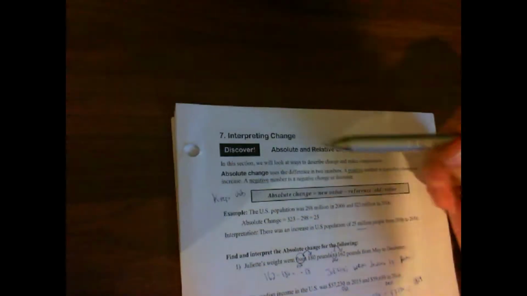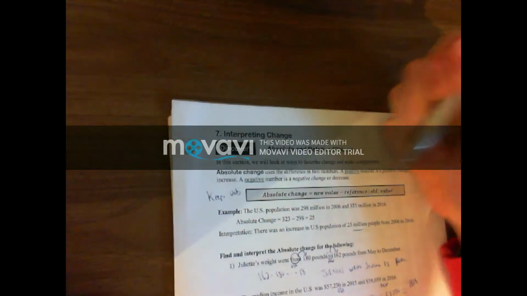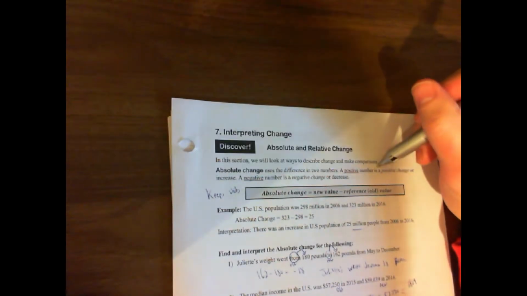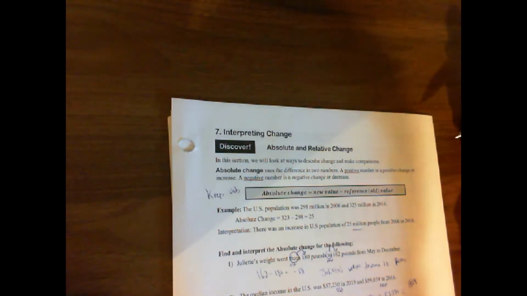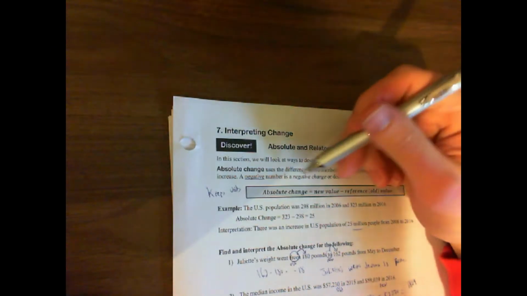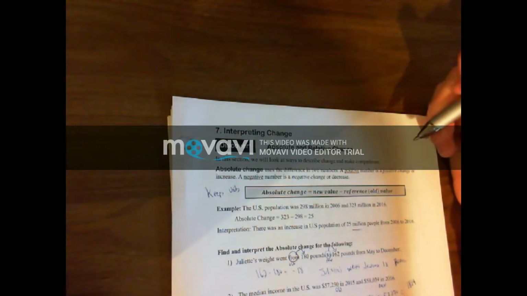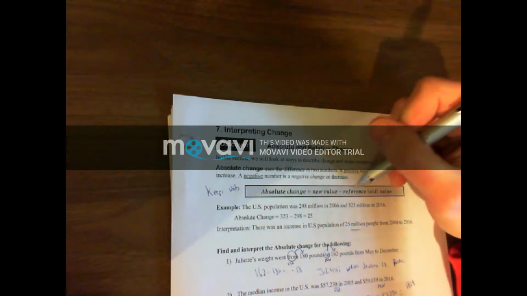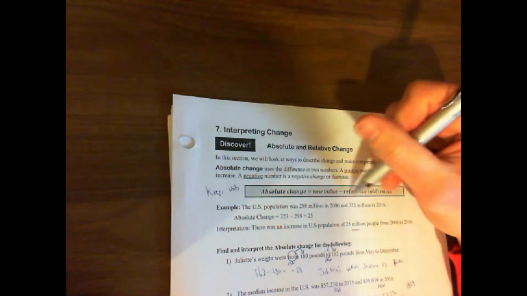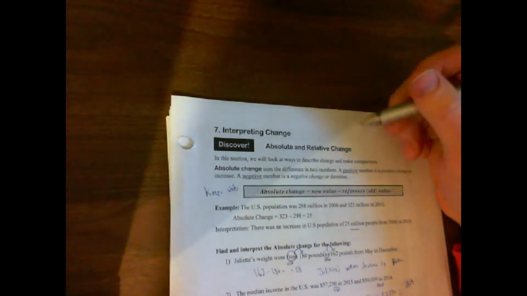So to start with, absolute change uses the difference in two numbers. Remember, difference means subtraction. So if we have a positive number as the absolute change, it's a positive change or an increase. If it's a negative absolute change number, it's a negative change, or it's going down, a decrease. So the actual formula is in the box. Absolute change is the new value minus the old value or reference value. I usually say it's just the new minus old, but however you want to remember it.